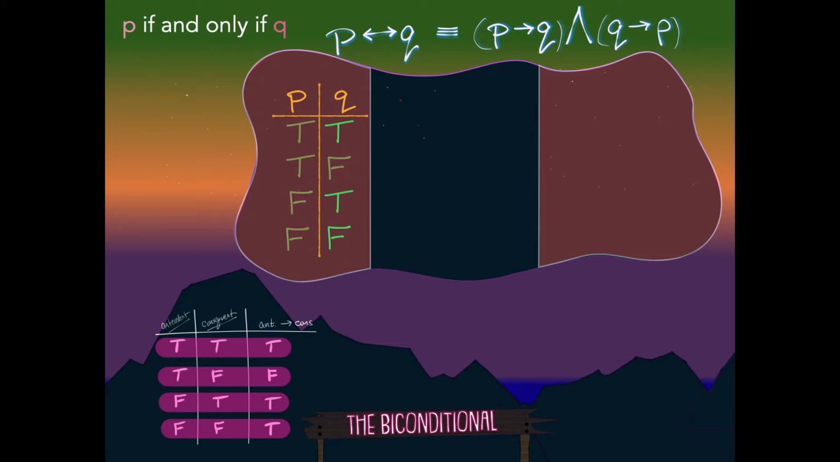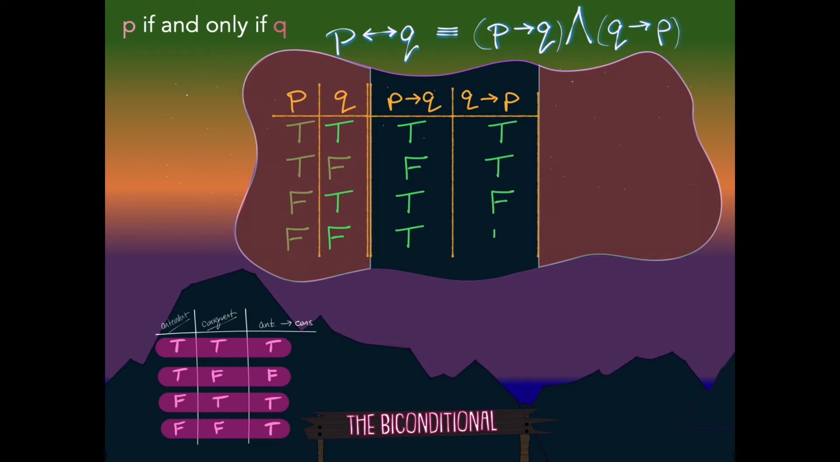Next, we want to do if P then Q. So we know that's going to be true, false, true, true. Next, we know that we're going to have to do if Q then P. So here the antecedent's Q, the consequent is P. So we're looking for Q to be true, P to be false, and that's where it's going to be false. The rest are going to be true.